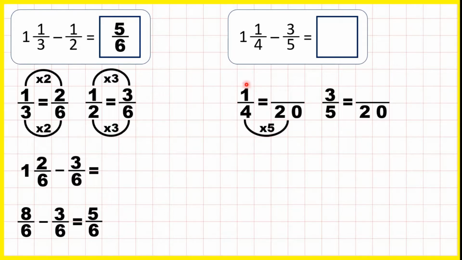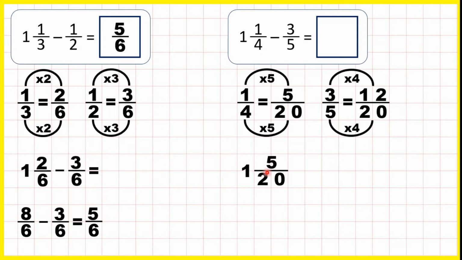4 times 5 is 20, 1 times 5 is 5, 5 times 4 is 20, 3 times 4 is 12. So we have 1 and 5/20 minus 12/20. But again, if we start with 5/20, we can't subtract 12/20, so we need to change this to an improper fraction. 1 and 5/20 is 25/20 as an improper fraction, because 1 times 20 is 20, plus 5 is 25, and the denominator stays the same.